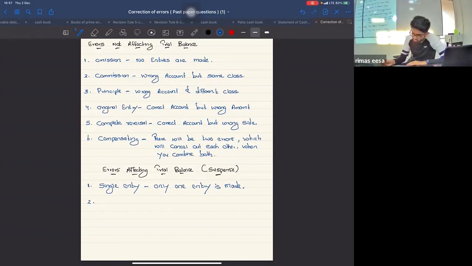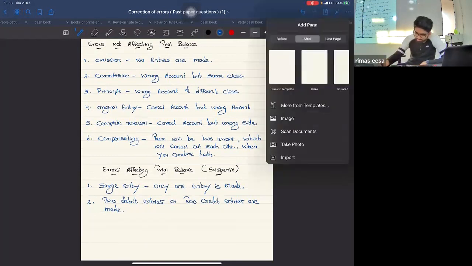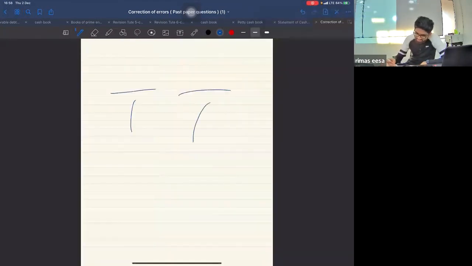Error number 2. You can say there is no specific name for this. Two debit entries or 2 credit entries are made. Write it. I will explain what that is. For me to explain that, look at this and tell me whether your trial balance will balance or not.